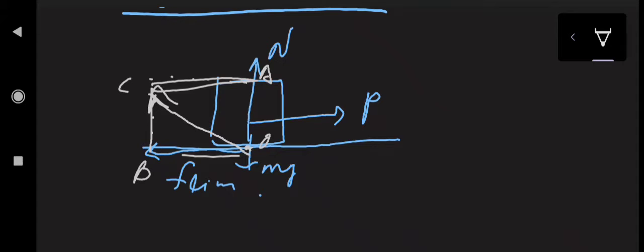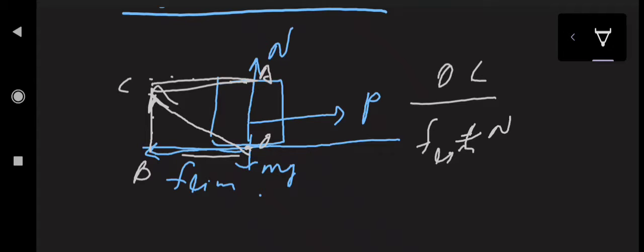Now this OC is the resultant of limiting friction and normal reaction. That resultant OC makes an angle with the normal reaction. That angle is called phi. So phi is the angle which this resultant makes with the normal reaction. This phi is called the angle of friction.